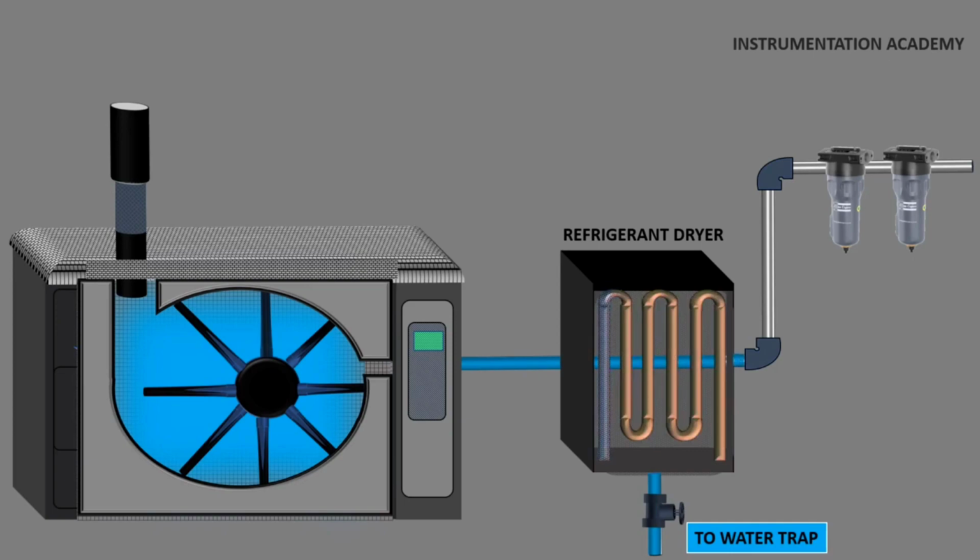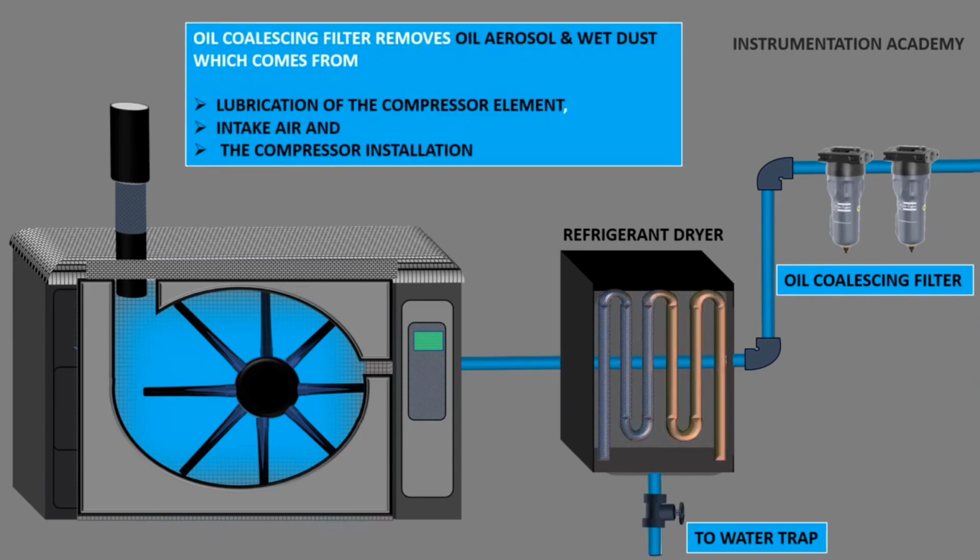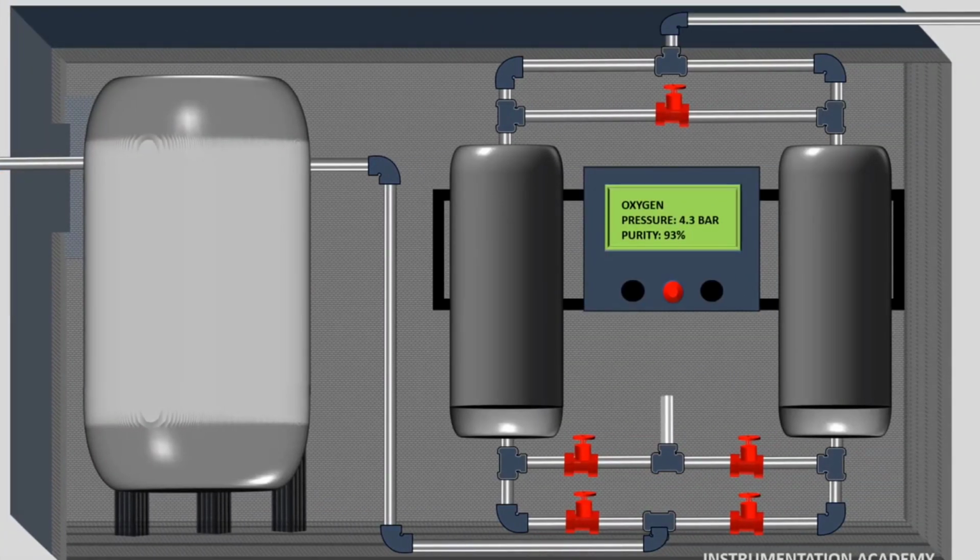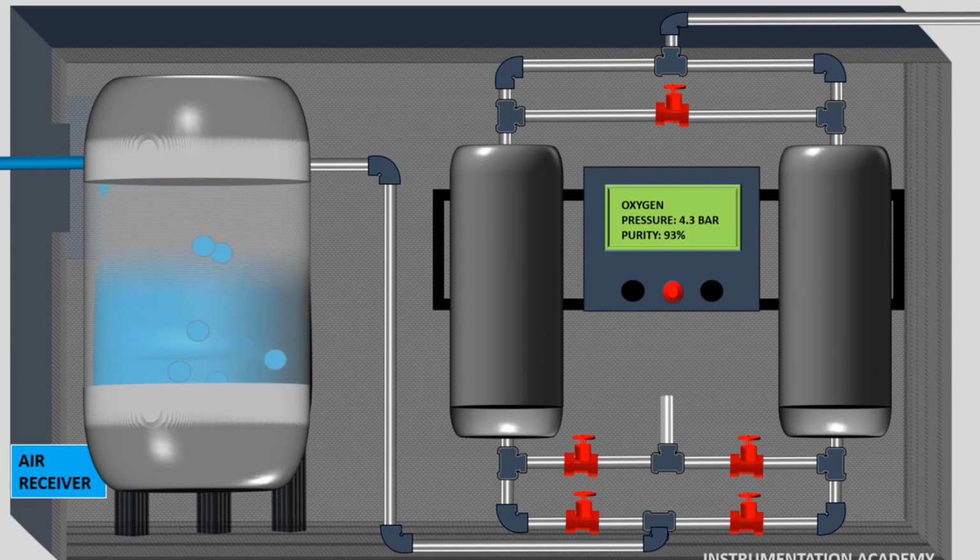Now the air is allowed to pass through an oil coalescing filter, which efficiently removes oil aerosol and wet dust which would come from the lubrication of the compressor element, the intake air, and the compressor installation itself. The output air coming from the filter is fed to the air receiver. This air receiver acts as an accumulator, and the air supplied to this air receiver must be dry. Compressed air from the air receiver is now fed to the oxygen generator.